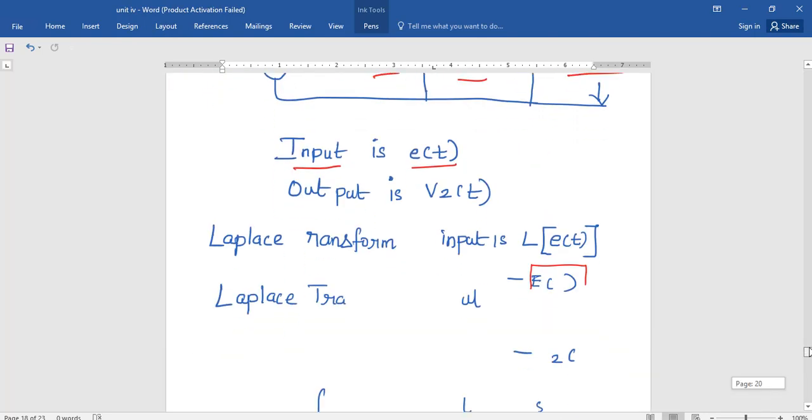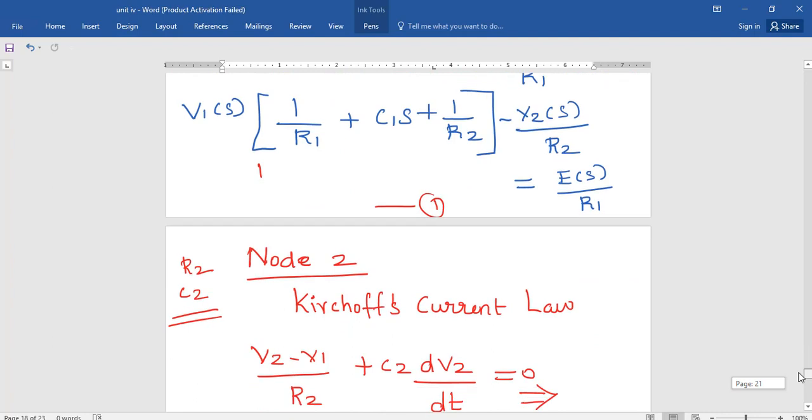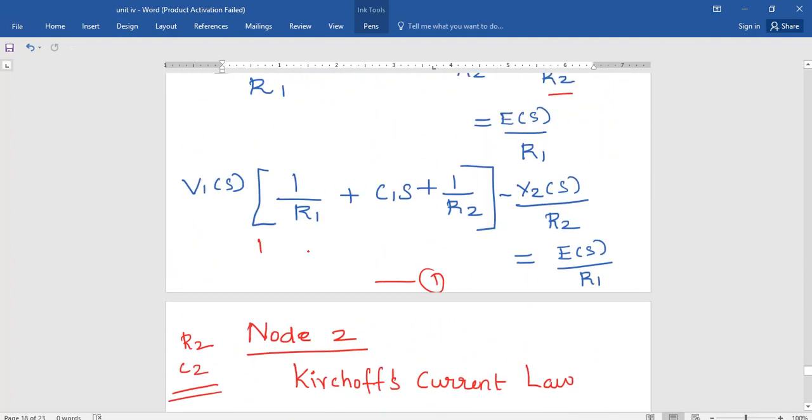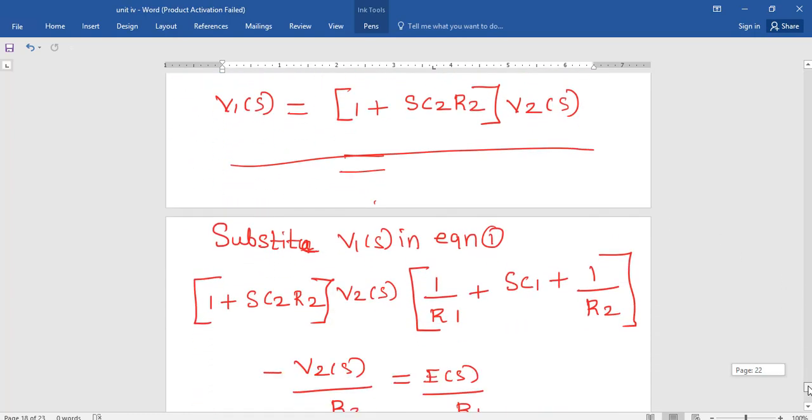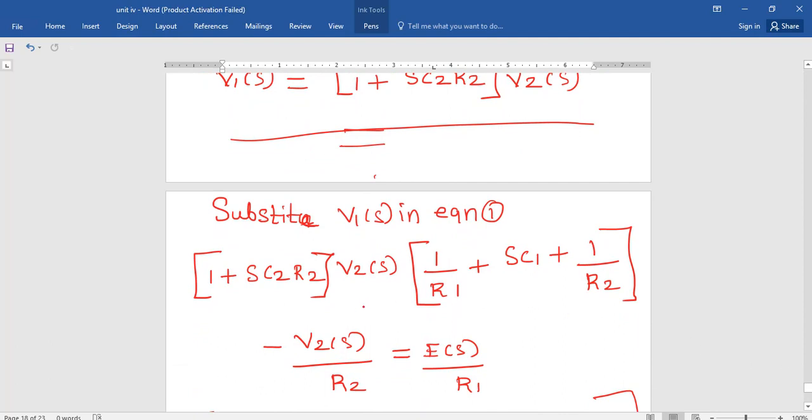Where is our equation 1? This is our equation 1. Now let us substitute V1 of s in this equation. If you substitute, you will get (1 plus s C2 R2) V2 of s into (1 by R1 plus s C1 plus 1 by R2) minus V2 of s by R2, that is equal to E of s by R1.